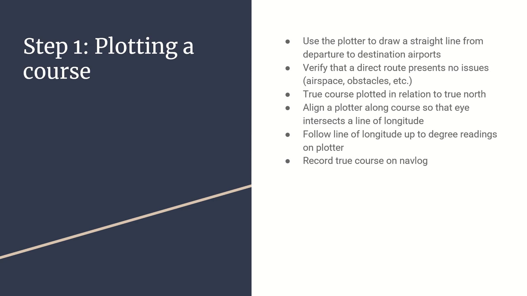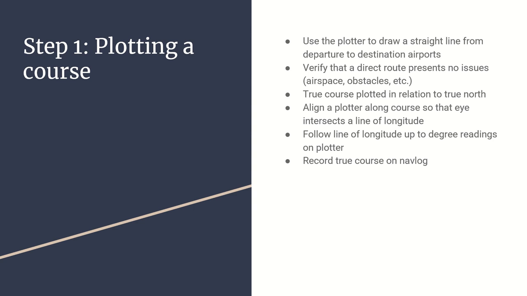Okay, so plotting a course is fairly straightforward. The plotter is a tool that's just used to draw a straight line between your departure and destination airports. And once you have that line drawn, then before you do anything else, make sure that that route doesn't present any issues. So what I mean by that is say there's some special use airspace that you probably would not be able to go through. So if you were in an area where there's restricted airspace on the way, then you would likely have to plan around that.